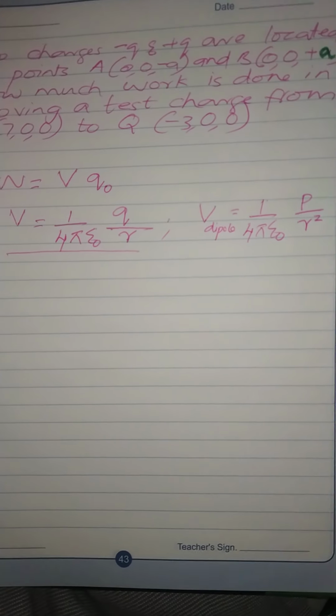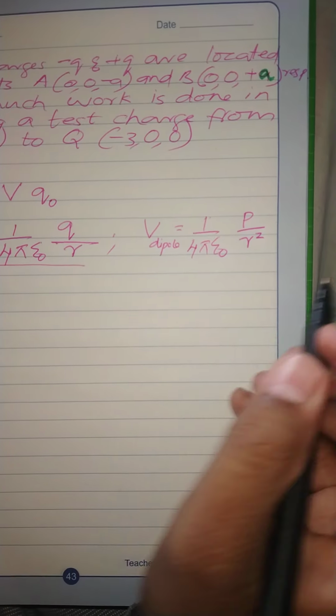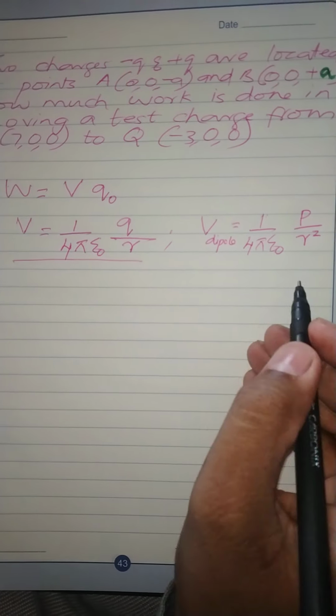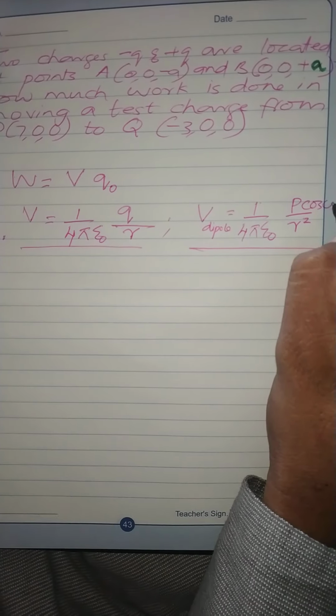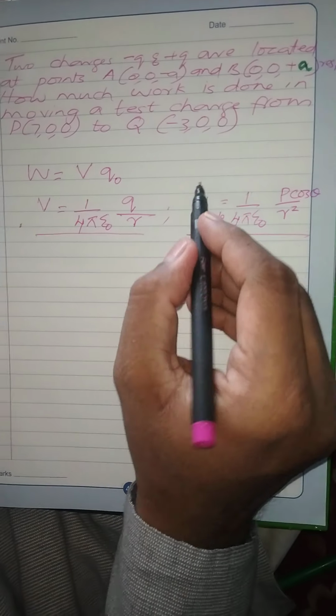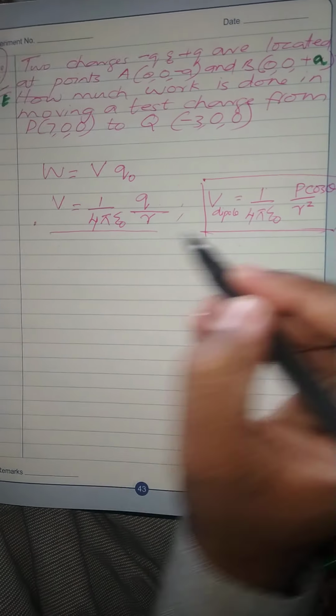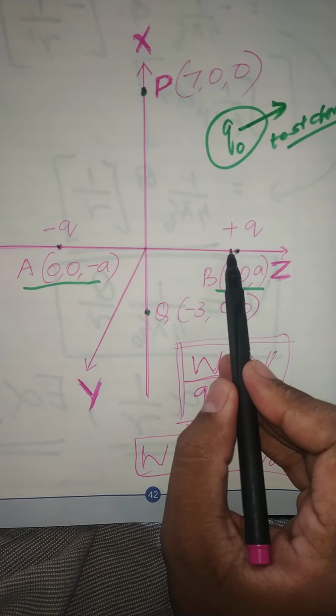So this is the expression for it, actually P cos theta by R square. 1 by 4 pi epsilon naught into P cos theta by R square is the potential due to a dipole. So this is actually a dipole. Here you can see it is a dipole because it is minus Q plus Q.